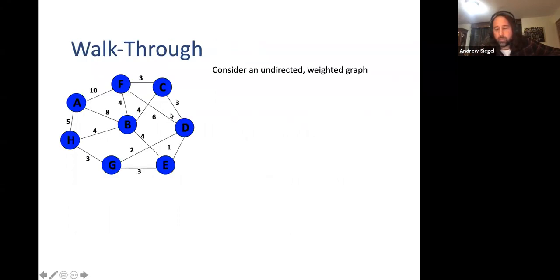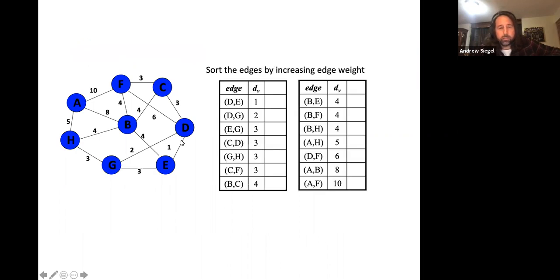Well, let's look at this graph, for example, an undirected weighted graph. And let's consider all the edges. So there's the edge DE, which is 1, the edge DG, which is 2. And so we sort by the edge weights of all the edges. So this is a complete representation of the edges. EG is 3, and it doesn't really matter what order we put the ties in.